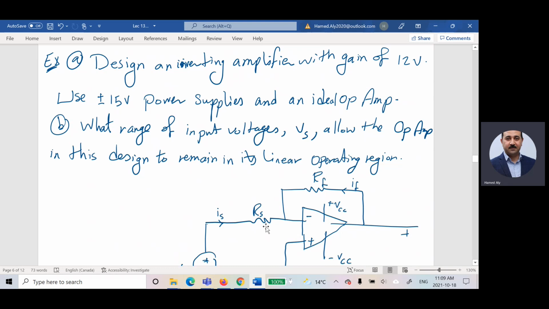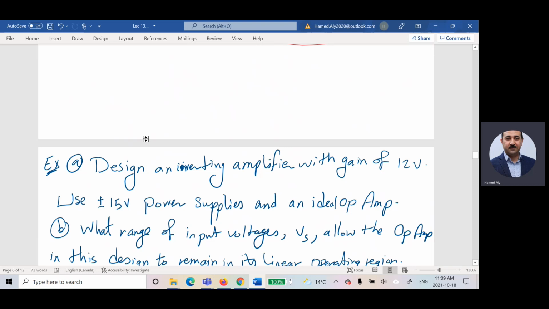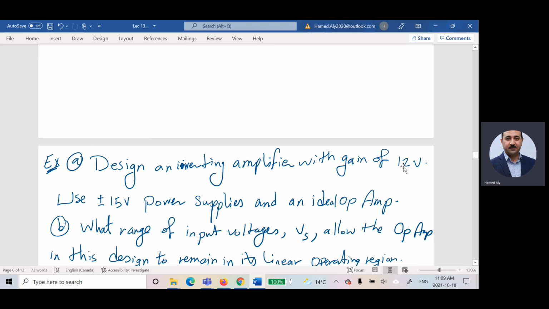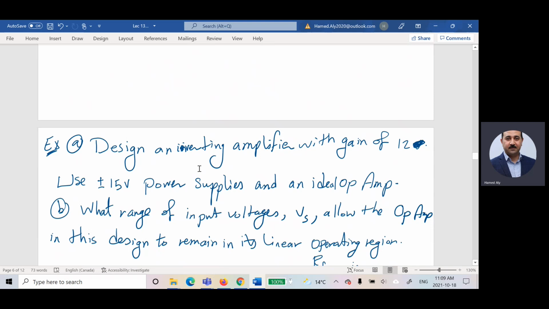Now, if I use the previous equation, which describes the relation between the output and the input, he told me to design an inverting operational amplifier with a gain equal to 12. So this is the gain, equal to 12. There is no unit for that gain. If the gain is equal to 12, the ratio between RF and RS is equal to 12. But he is asking me to design that inverting amplifier. So what should I do?